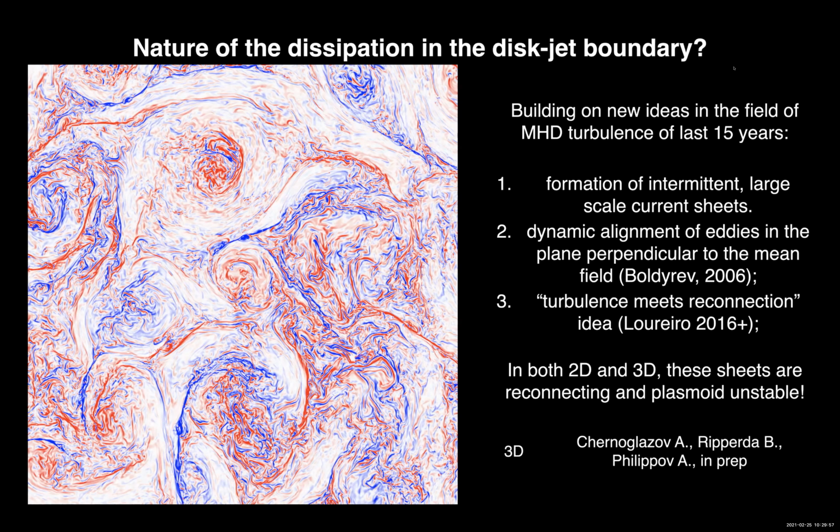It's all very different for current sheets inside the turbulence. So what I showed you here is that these are very large current sheets. Their size is, again, sort of a quarter of my simulation box. Are they the most important for heating and energization?